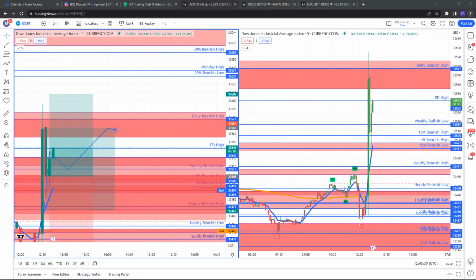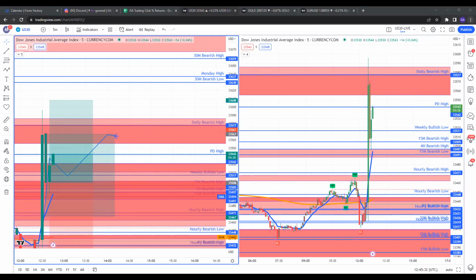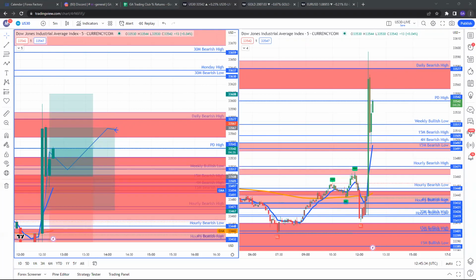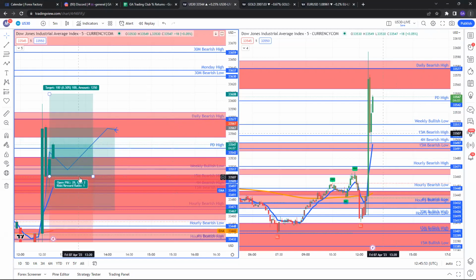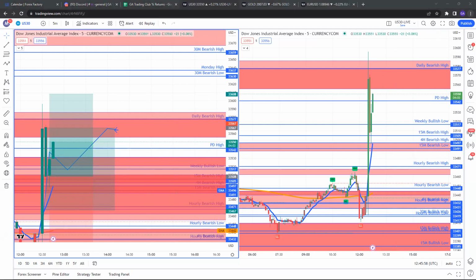Let me see how my account that's copying the signals is doing. Okay, still at around break even-ish. So what are we at? Okay, we are 35 pips in profit on the buy. There you go. 40 pips in profit for the buy.